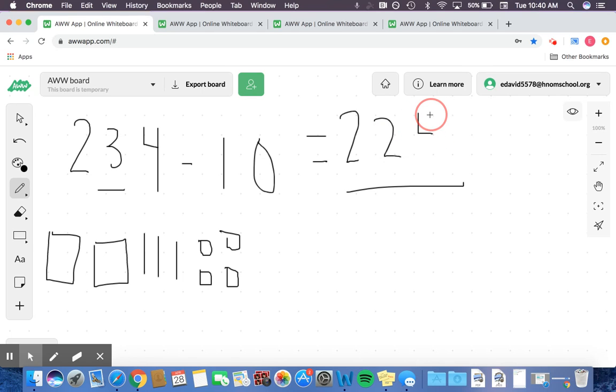The digits in the hundreds and ones place did not change. The only digit that changed was the digit in the tens place. We subtracted a 10. We got rid of one of these tens, and now we have 224.